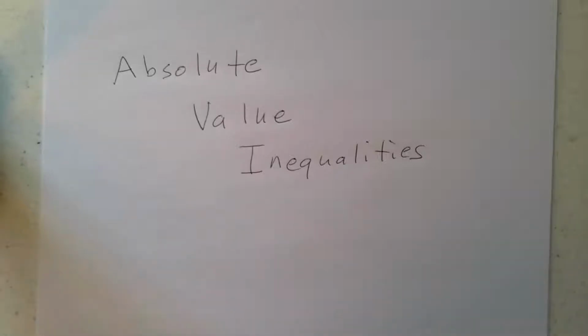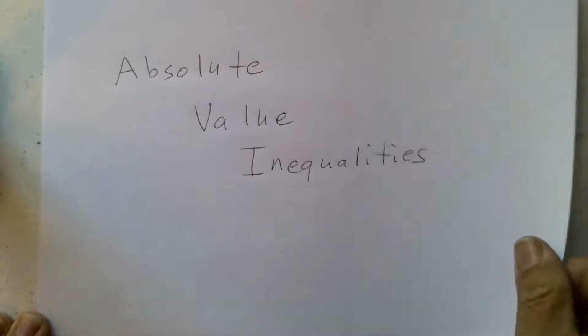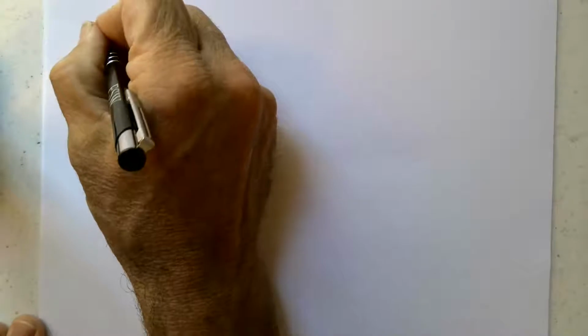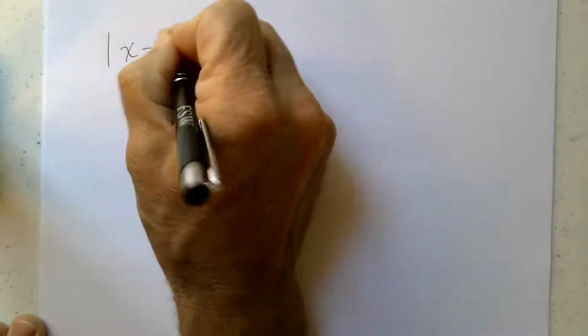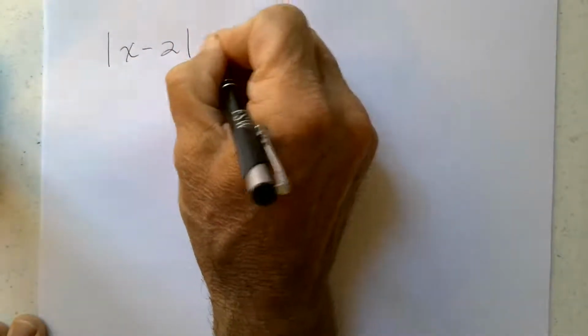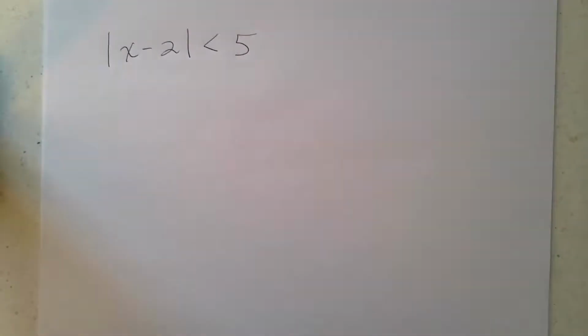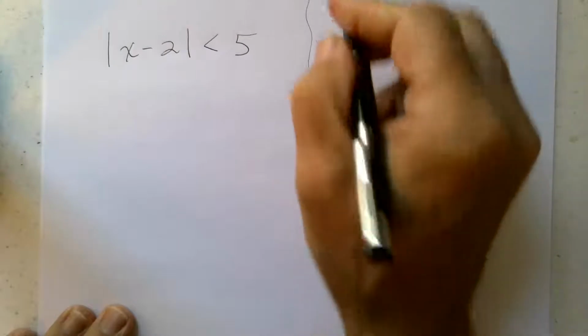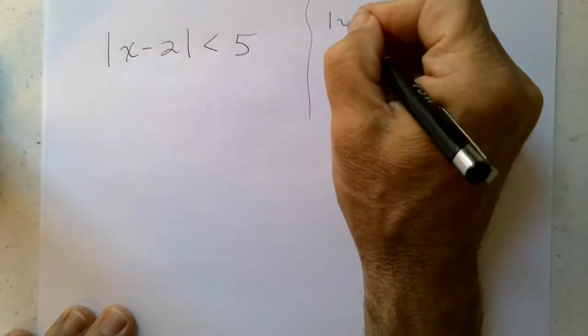This is Bob Capetto, and this lesson is on absolute value inequalities. So let's take a look at a problem. If I want to look at the absolute value of x minus 2 is less than 5, what's the approach I'm going to use here? I'm going to actually solve it as an equal first to find the cut points.